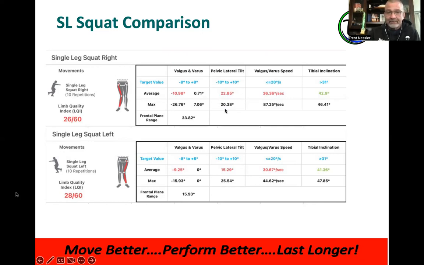And his max, that's a wrong number. That shouldn't be 20.38. On his valgus speed, we see that his valgus speed right here was 36 degrees. It should be 20 degrees. And his max was 87 degrees. His depth was good. Same thing, we can do that same comparison on this side.